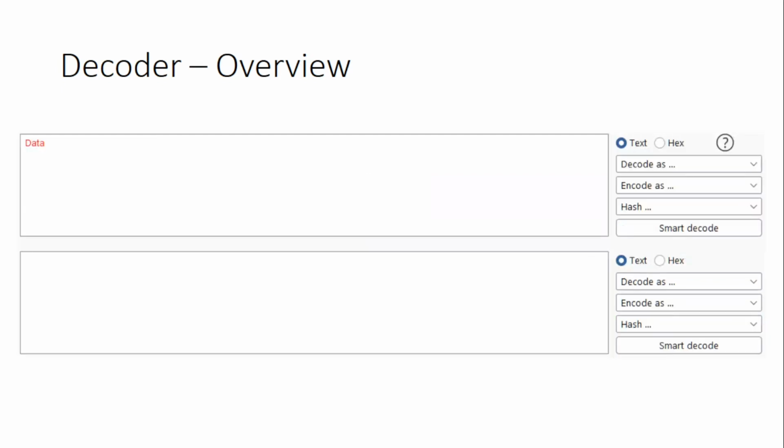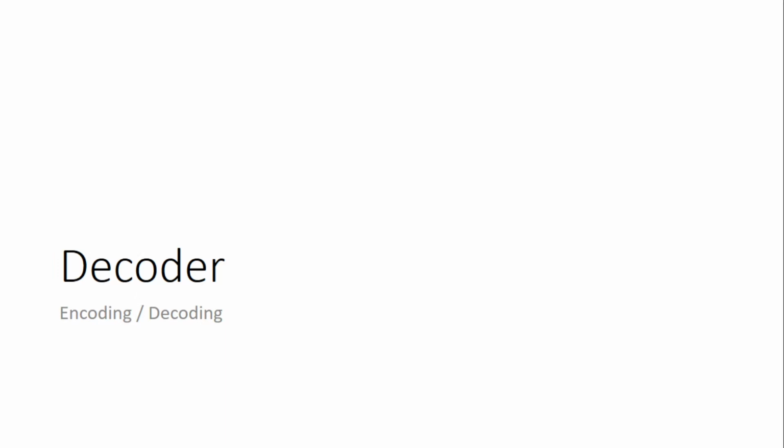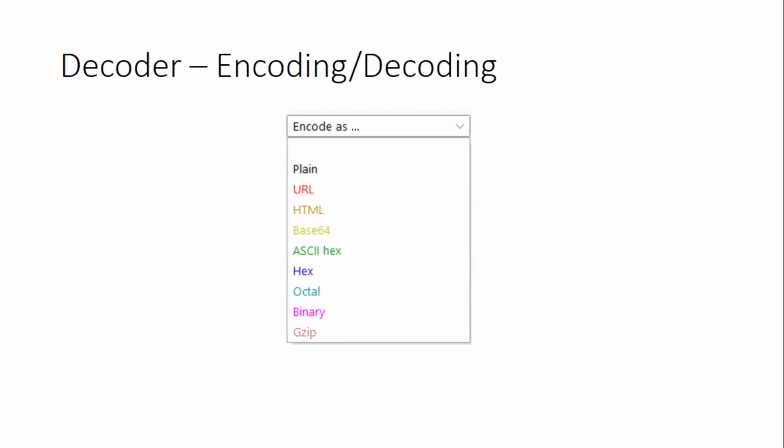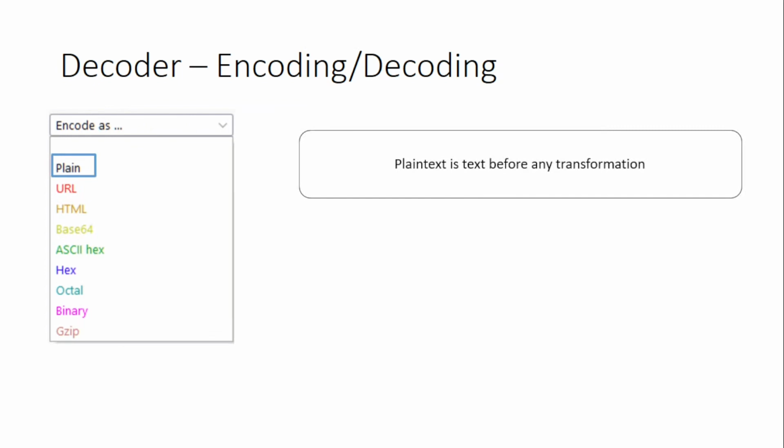As we put the word data into the input, it will replicate itself in the output. So when we click on encode as URL, it will end up looking like this. So let's take a closer look at the manual encoding and decoding options there are. When we click on encode as, this is the menu that we get. So there is plain, which is plain text, text before performing any transformation.